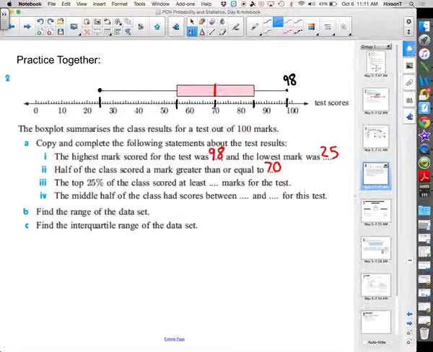All right, the top 25% of the class scored at least how much? 85, that's our Q3. Okay, 85. And then the middle half of the class had scores between what and what? 55 and 85. Okay, 55 and 85. Remember, the box represents the middle half. Okay? The box is the middle half. So we're between 55 and 85.